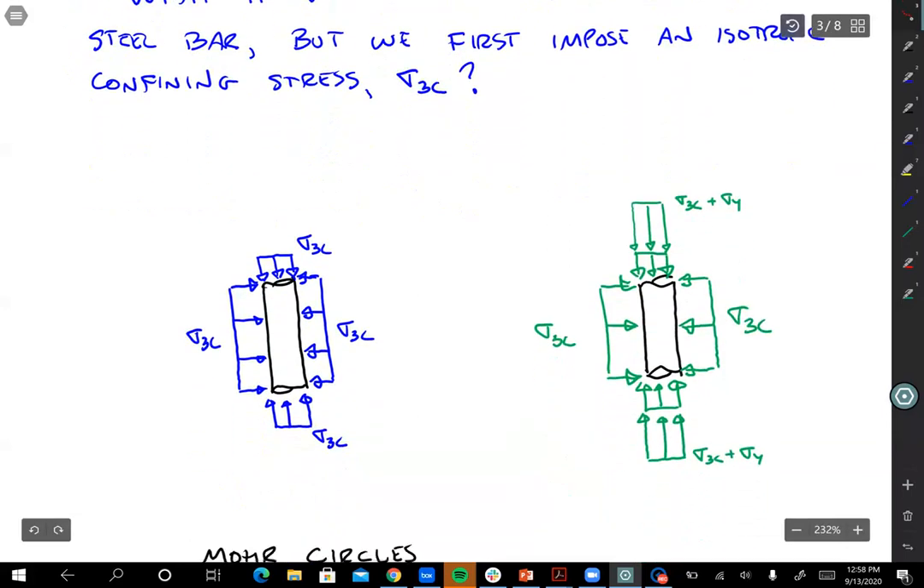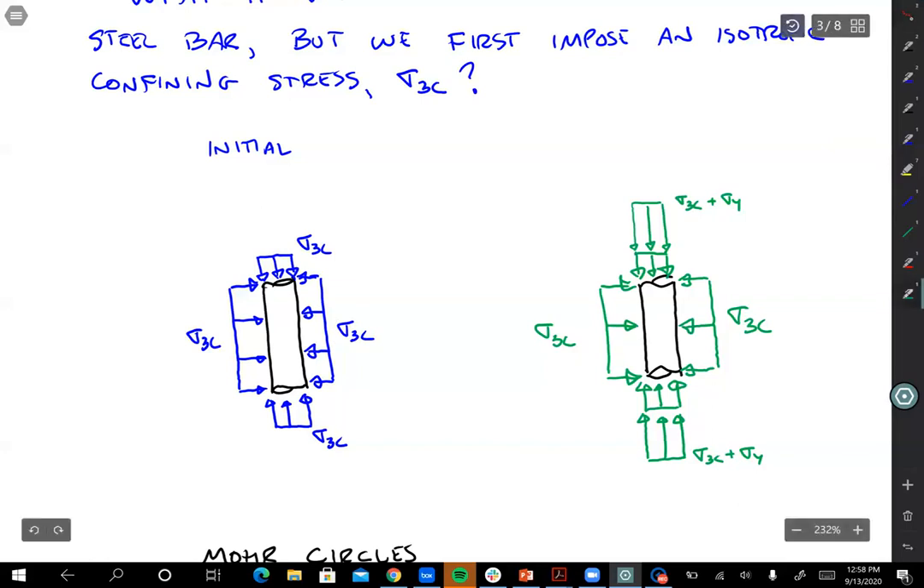Well, we can represent that by this set of two diagrams here. We have an initial condition here, where we just have applied a pressure all around the steel bar, and I'm going to call the pressure sigma 3c, and that's a notation that we'll use in soil mechanics. So the 3 refers to the minor principal stress component, and the c is called consolidation. We'll get into consolidation, but basically when we test soil, sometimes we apply a pressure to the soil first to mimic a condition in the field, and then we do the strength test. So sigma 3c is the minor consolidation stress.